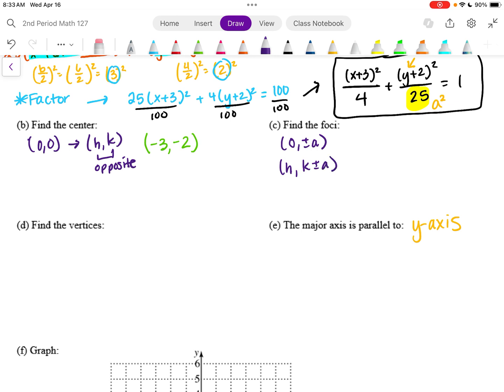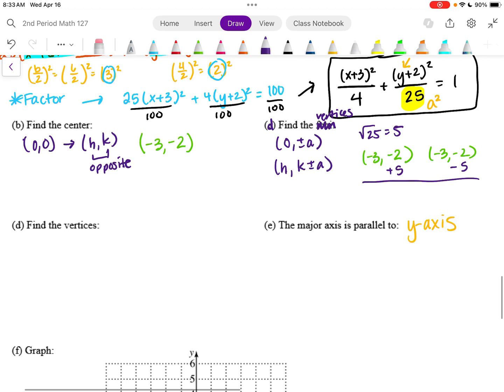So first of all, my a squared is 25, so a is the square root of 25, which is 5. So we're going to take this -3, comma, -2, and add 5 to it. And then we're going to take this -3, comma, -2, and subtract 5 from it. And this is my vertices. Sorry, this is vertices. So this becomes -3, comma, 3, and this becomes -3, comma, -7.